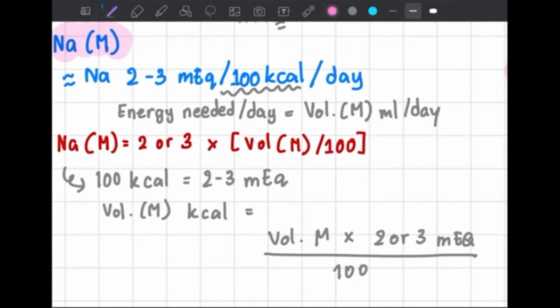It's really simple actually. So let's say that 100 kcal is 2 to 3 MEQs of sodium, right? So for the volume maintenance kcal that we have, how much sodium do we need? All we have to do is the crissy-crossy thing, if you guys could remember from high school. So you multiply the volume maintenance with 2 or 3 MEQs of sodium and then divide by 100 kcal. That's how everything comes together.